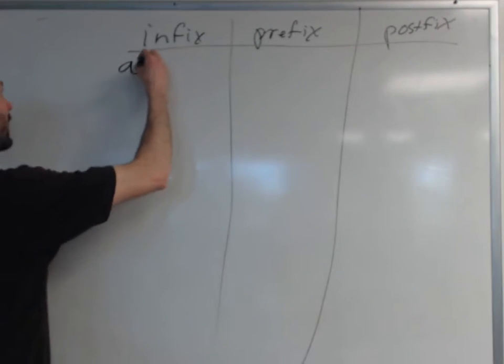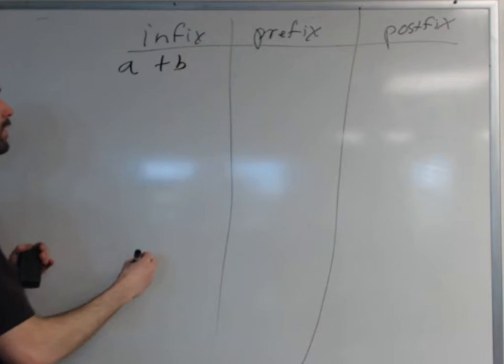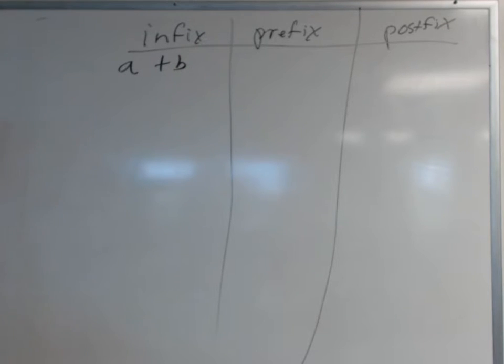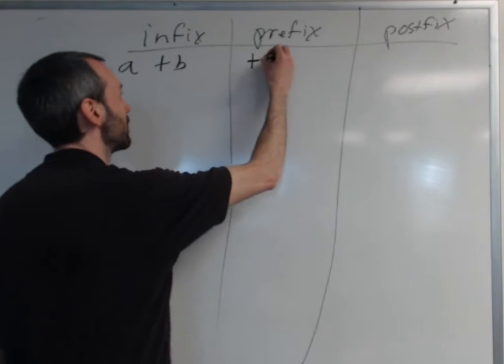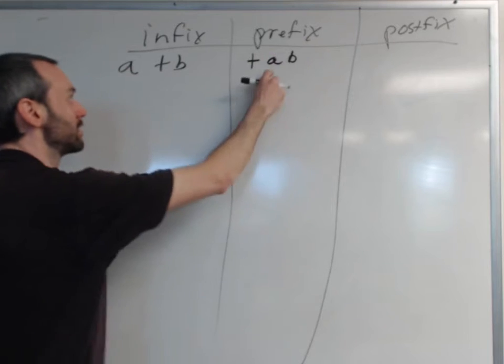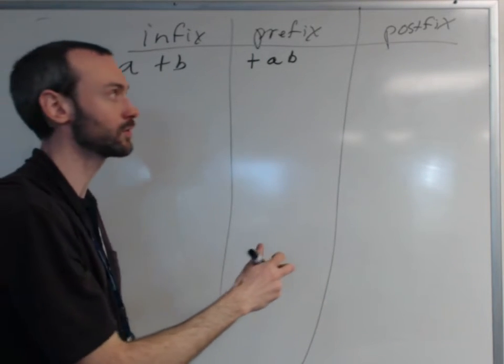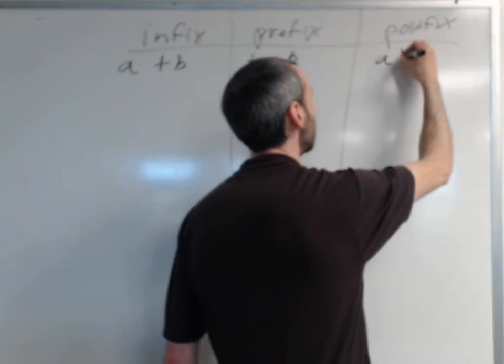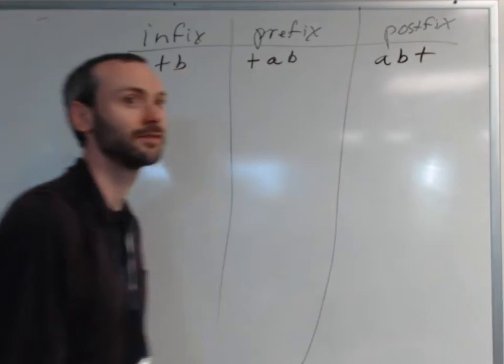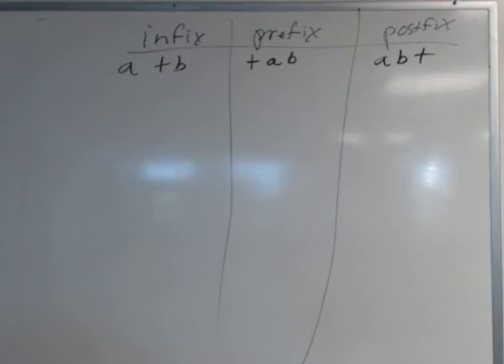So if you have A plus B, infix means your operator's in the middle. It's infixed. Prefix means your operator's at the beginning. It's prefixed. So it would be plus AB. Says the same thing. Okay? Postfix, what is it? After it. Okay? All right.